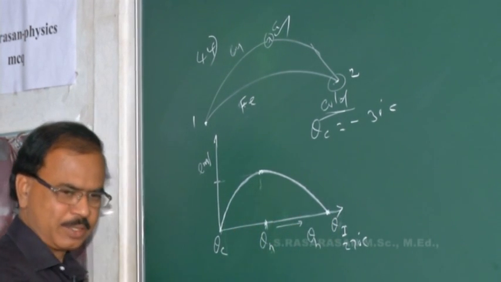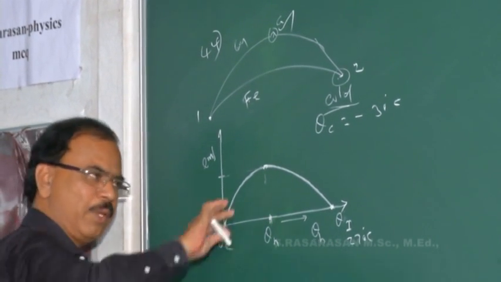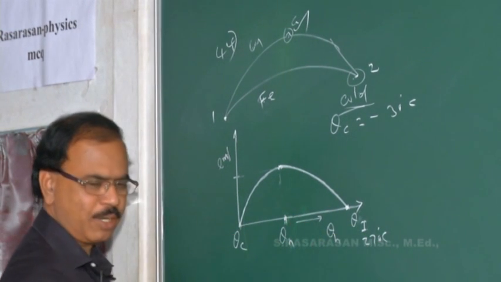beyond neutral temperature. Here it is 0. Beyond neutral temperature, it is defined as temperature of inversion.